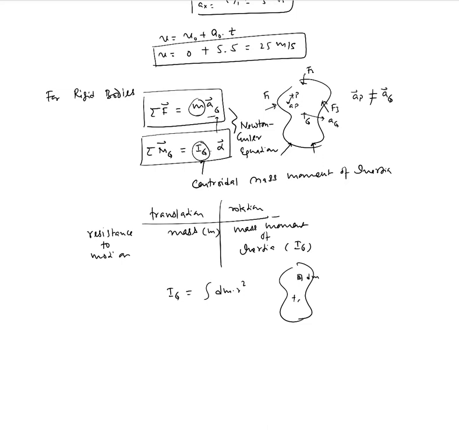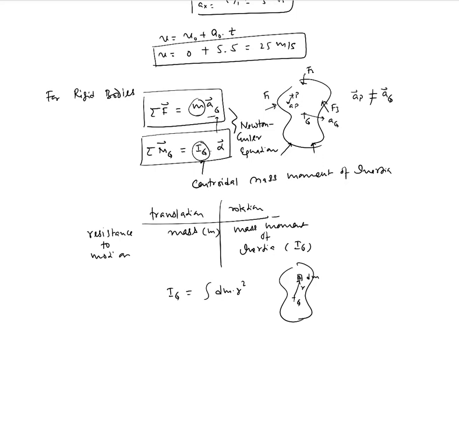Let's say dm, and this is the center of mass, and the distance from here to there is r. You have to integrate it, so you need to develop some intuition for it. Don't worry about this formula. What it essentially says is that the centroidal mass moment of inertia tells you something about how mass is distributed in a rigid body about the center of mass, or to be more accurate, about an axis that goes through the center of mass. So that's what it represents.